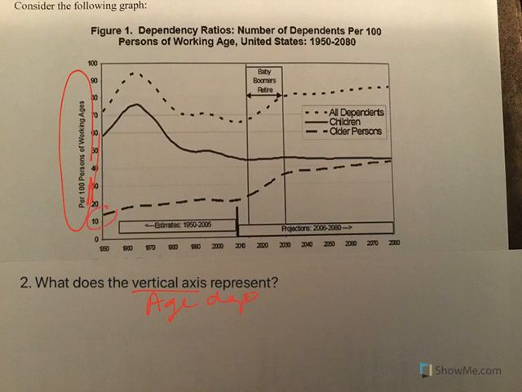So let's just pretend like we're talking about this. That spot looks to be maybe around 12. That's 12 out of 100. So that dot is old people. So 12 old people are dependent on every 100 workers. That's what the vertical axis represents in this problem.